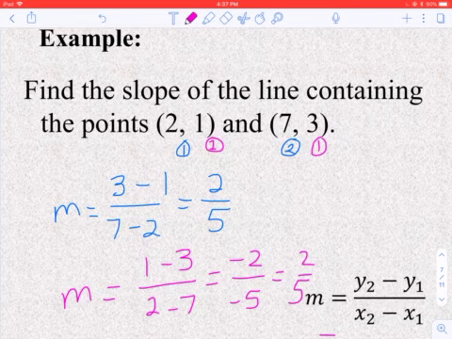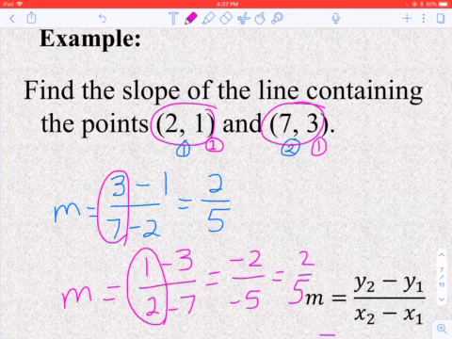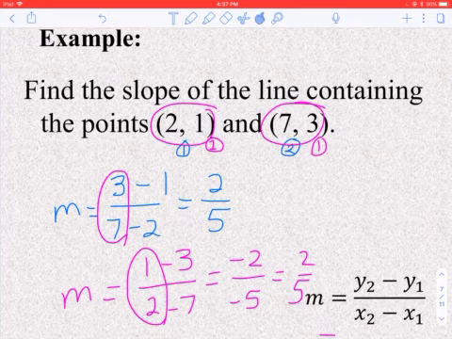So if you notice this 3 and 7, they are both at the same point. This 2 and 1 are both the same point. So they're either both first or they're both second. So they need to correspond with each other.